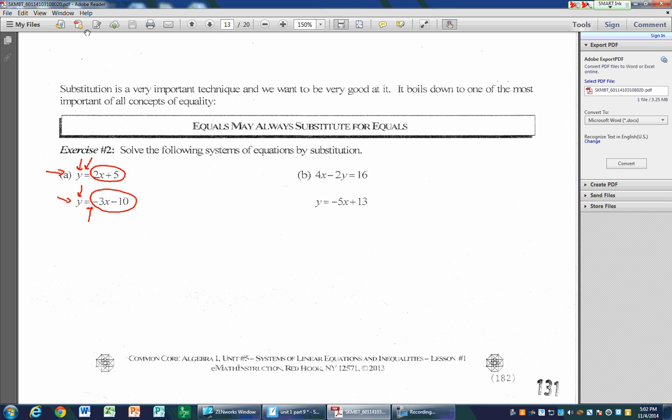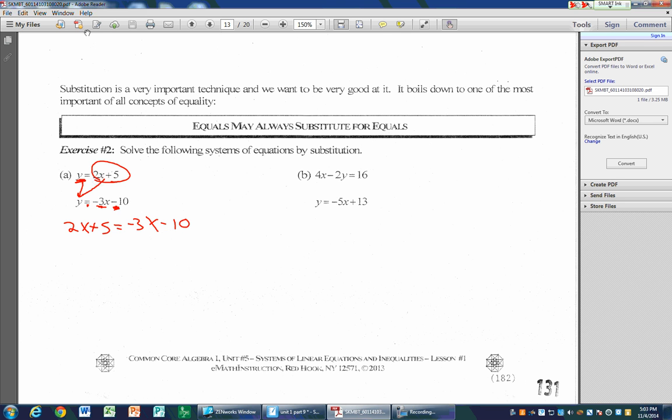Since I have a y by itself with either of them, that means I can substitute y, and instead of writing y in that equation, I can write 2x plus 5. First come, first serve. So I'm going to take the 2x plus 5 and write it instead of y. Now the next thing was an equal sign, and after that was negative 3, and after that was x, and after that is negative, and then after that is a 10.